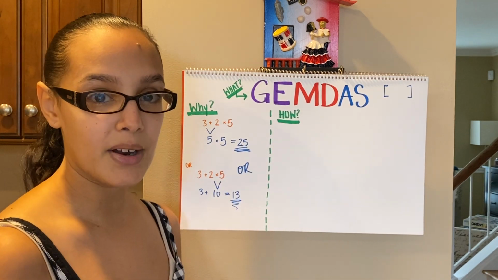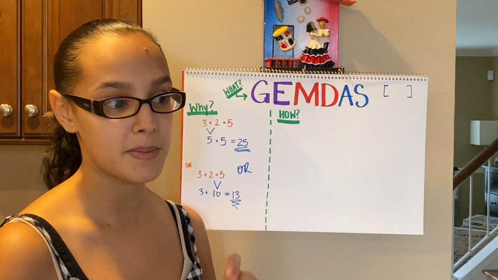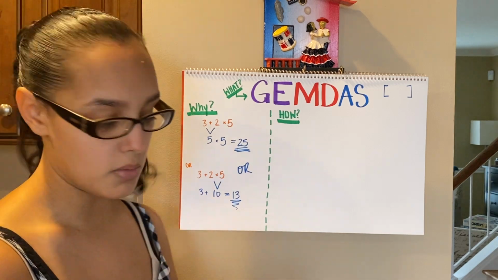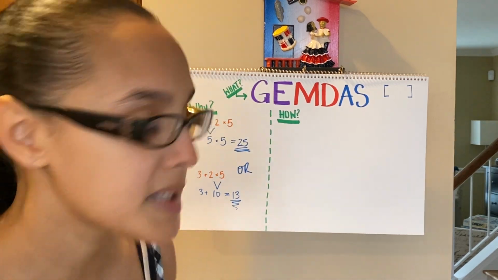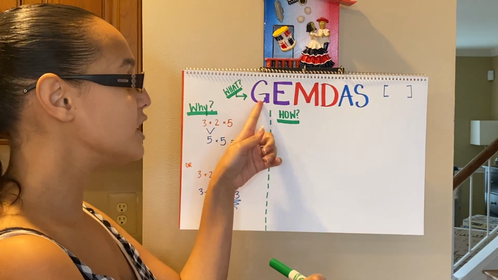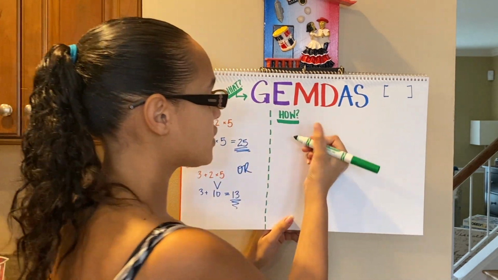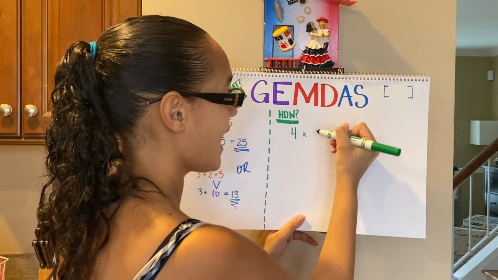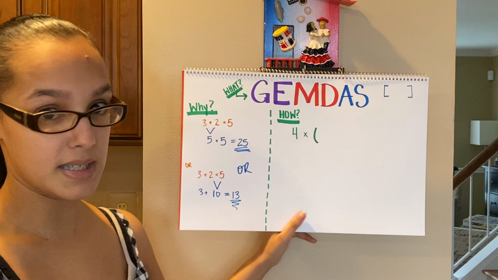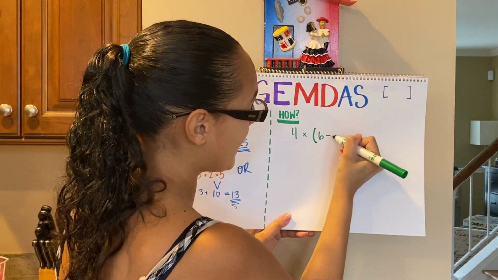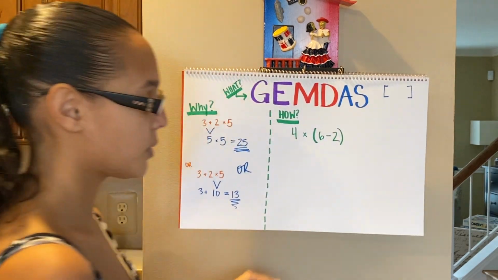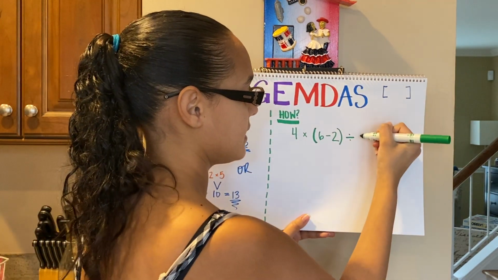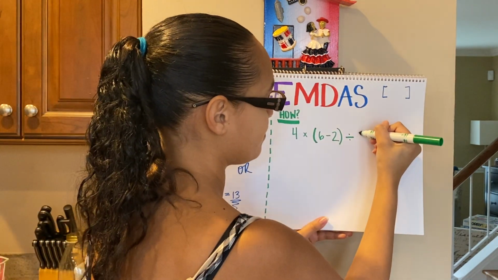So I'm going to put up 2 different problems. We're going to solve them together, and then you're going to have 5 practice problems in the activity that is linked to Google Classroom. So I'm going to start with, and these are going to be simple just to get us to practice each part of GEMDAS. So we're going to do 4 times, and now I'm going to throw in some parentheses, (6 minus 2), divided by 1.